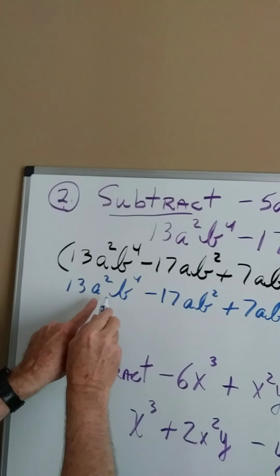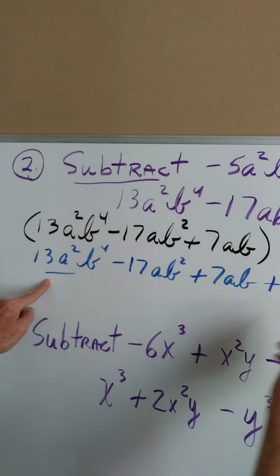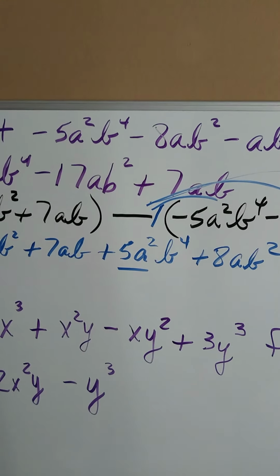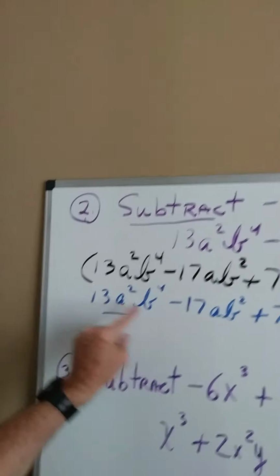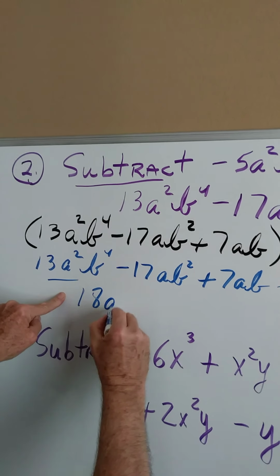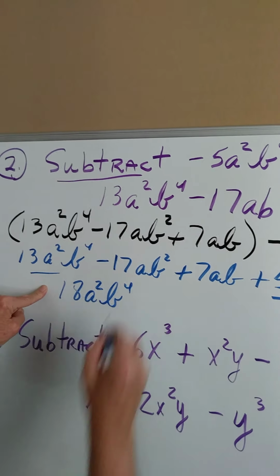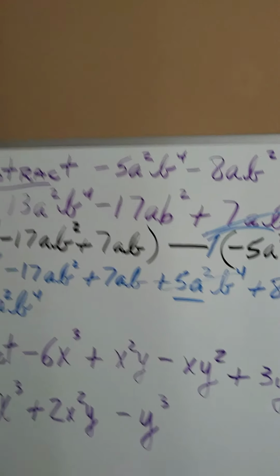There's an a squared b to the fourth, and there's 1. I'll underline it once and underline it once. Let's combine and add coefficients. Positive 13, positive 5, 18a squared b to the fourth. That takes care of them.